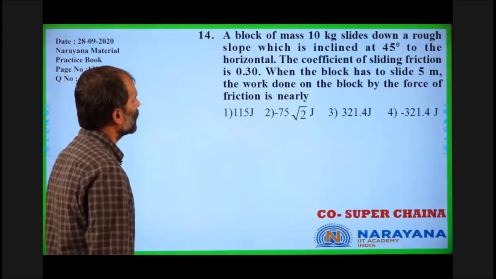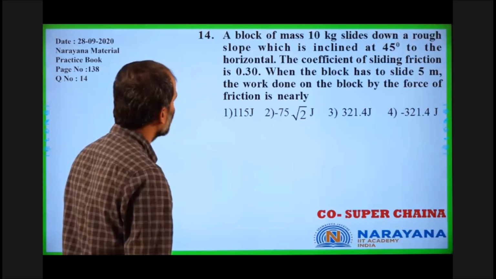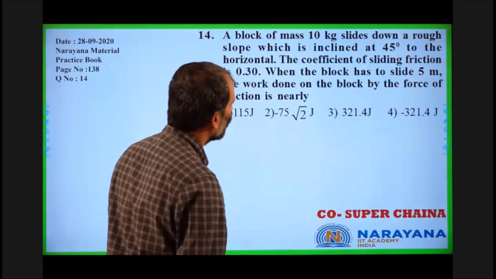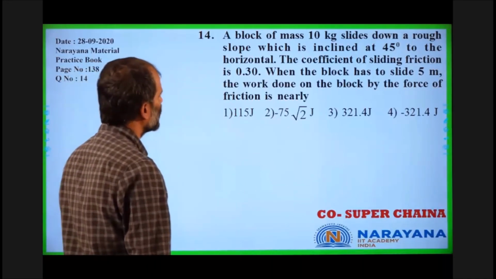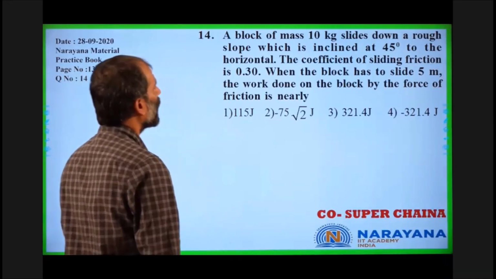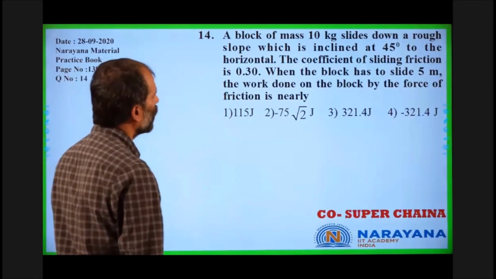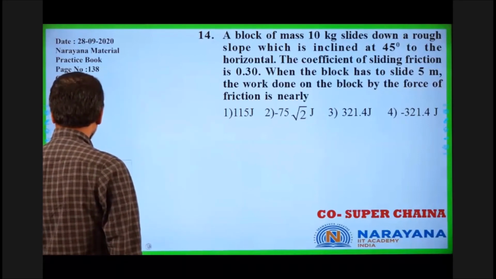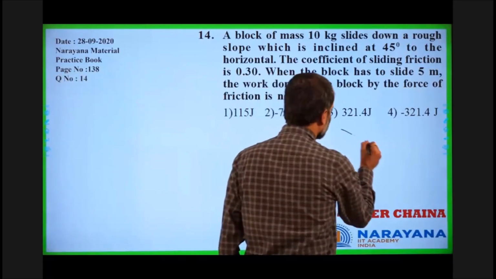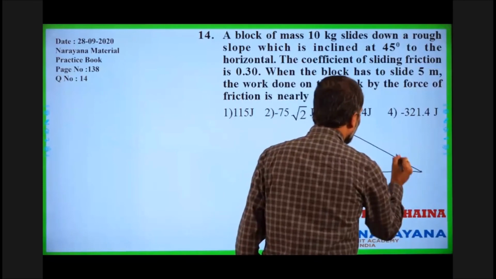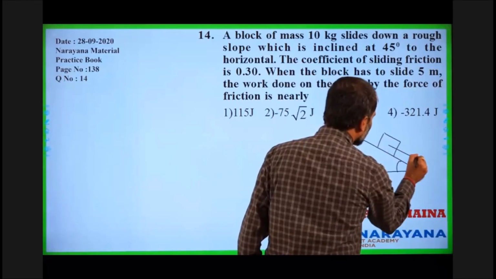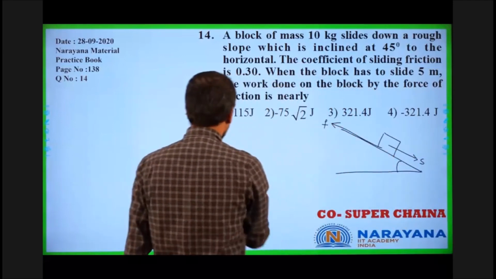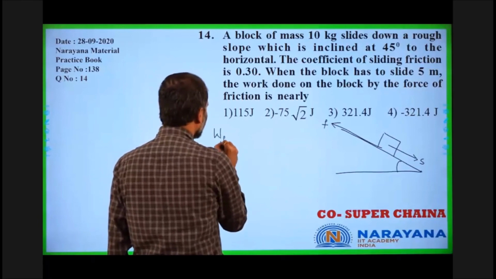In this problem it is given that a block of mass 10 kg slides down a rough slope which is inclined at 45 degrees to the horizontal. The coefficient of sliding friction is 0.30. When the block has to slide 5 meters, the work done on the block by the force of friction is nearly. So now, when the block is sliding down the inclined plane, displacement acts in this direction, and frictional force acts in this particular direction. We were asked to calculate the work done by the friction.